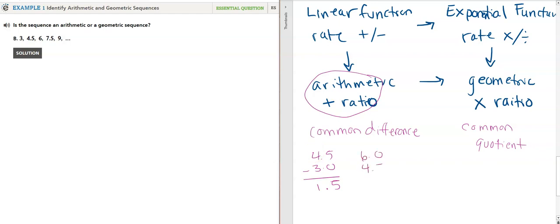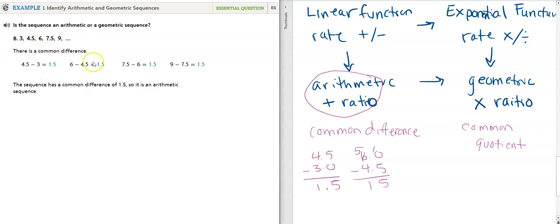6.0 take away 4.5. Okay. Yep, I got another 1.5. Okay, this looks like there's a common difference. So my estimate would be it is arithmetic. So if I look at this and I'm subtracting, you're going to get 1.5 every time. So therefore it is arithmetic.